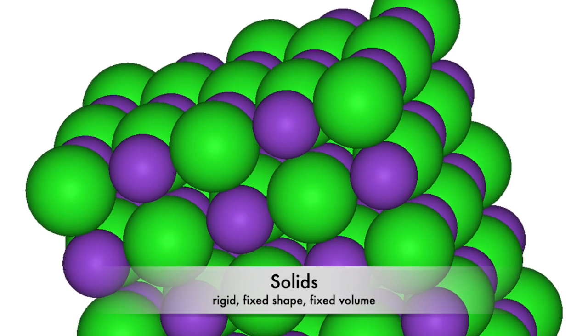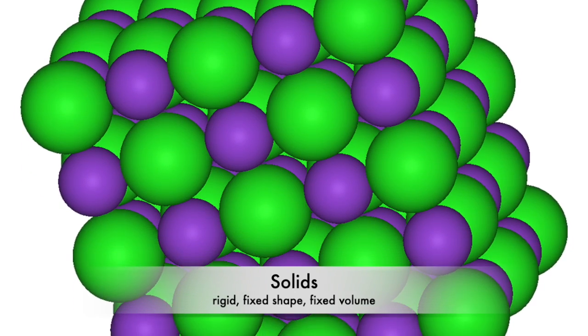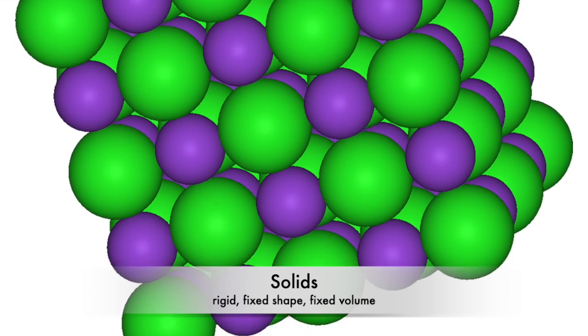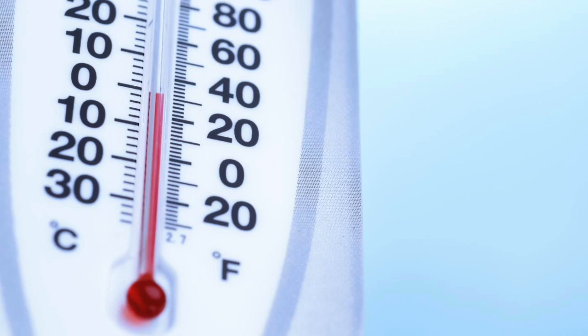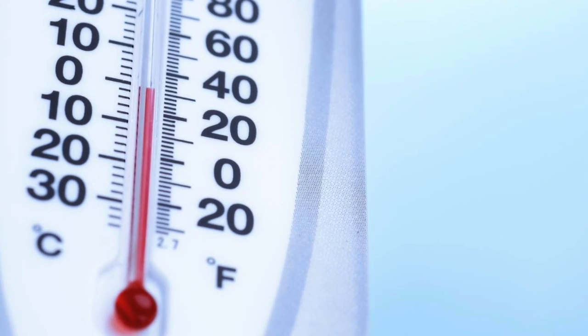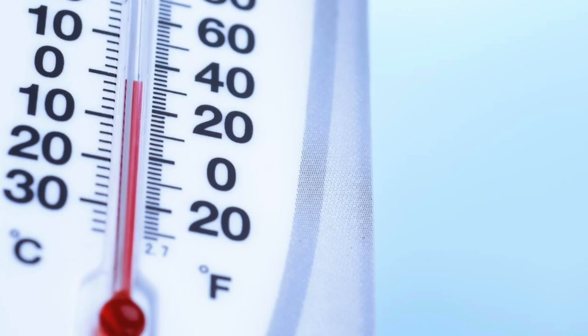A solid's molecules are organized in a rigid structure that remains in a fixed shape. Solids have a fixed volume. In order for water to turn into a solid, it must go through a process called freezing. Water must reach a temperature of 32 degrees Fahrenheit or 0 degrees Celsius.